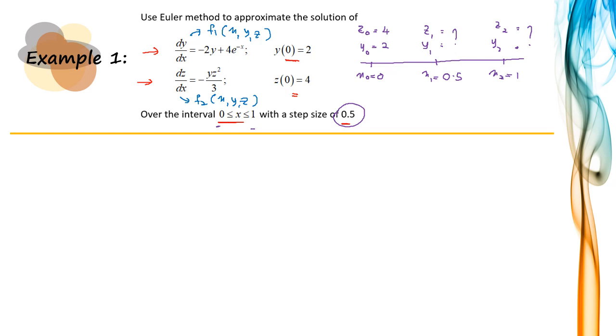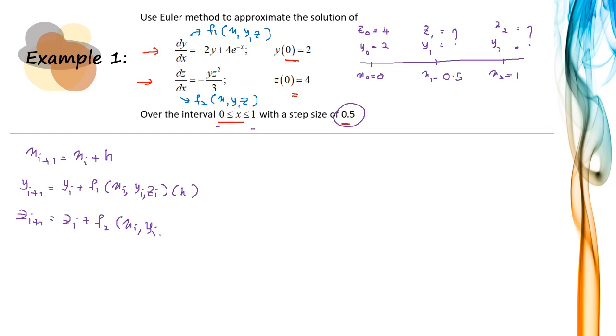So here is the formula for Euler for a system. We have x(i+1) equal to xi plus h. Since we have two equations, y and z, we have y(i+1) equal to yi plus f1(xi, yi, zi) multiplied with h. And for equation z, I have z(i+1) equal to zi plus f2(xi, yi, zi) multiplied with h. So now I start my calculation. I start with i equal to 0. When i equal to 0, I have x1 equal to x0 plus h. That means x0 is equal to 0 and h is equal to 0.5, so I have x1 equal to 0.5.